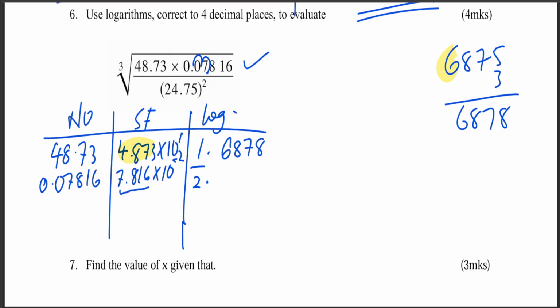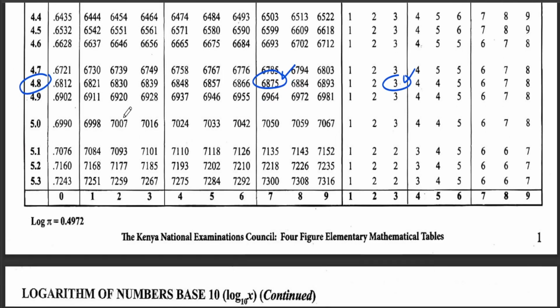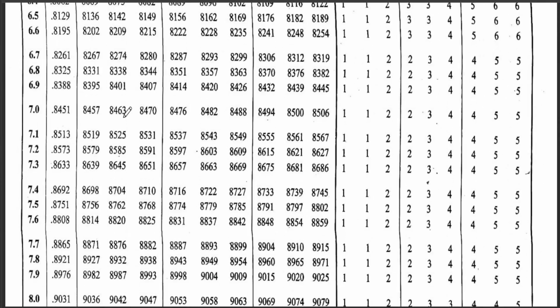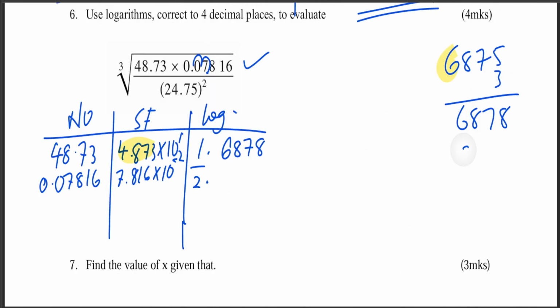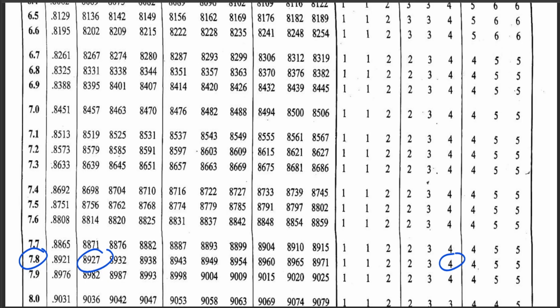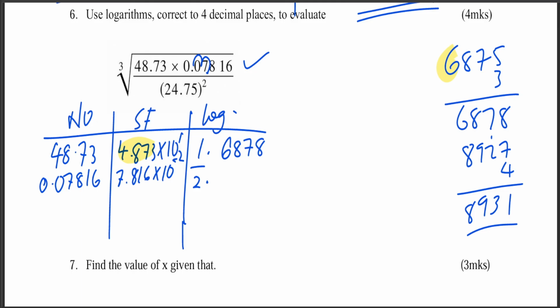Twende kwa 7.816. Okay. So 7.816 tuende tuitafute, shuka shuka. 7.81 and then 6, that is 8927 plus 4, that gives you 8931. So 8927 plus 4 ndo hiyo. So hapa ni 8931.